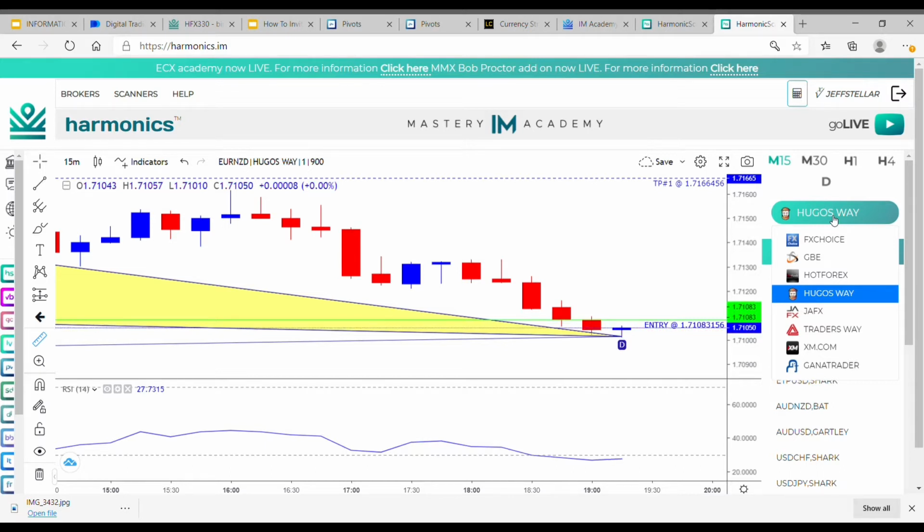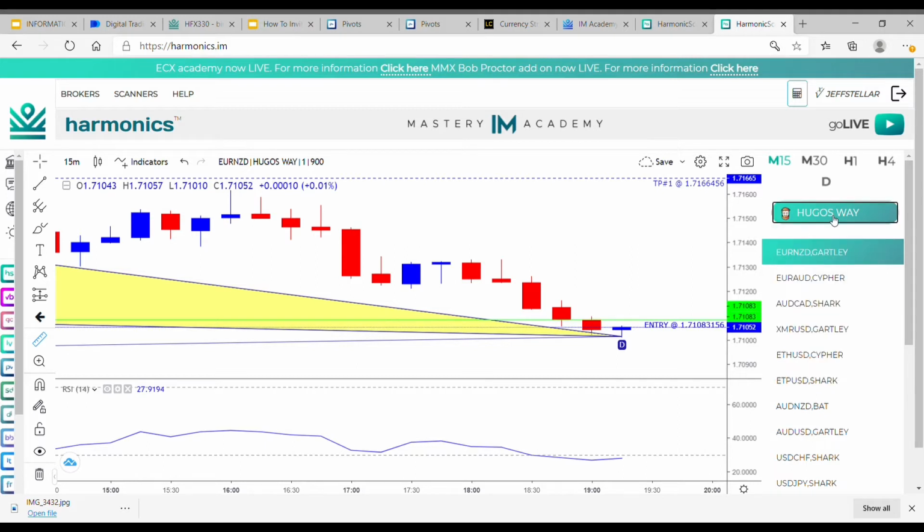But family, like I said, it truly does not matter which broker we select. And then below, we have different currency pairs. So right here we have the euro versus the New Zealand dollar. We have the euro versus the Australian dollar.